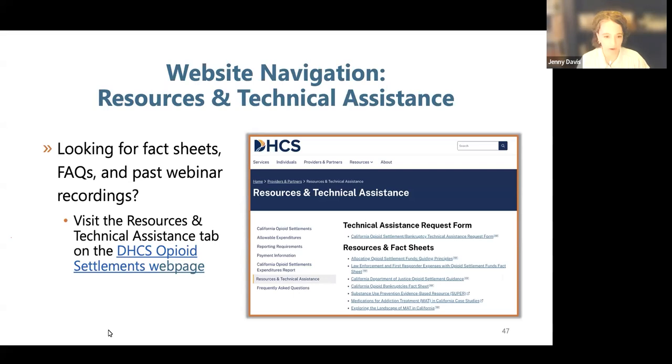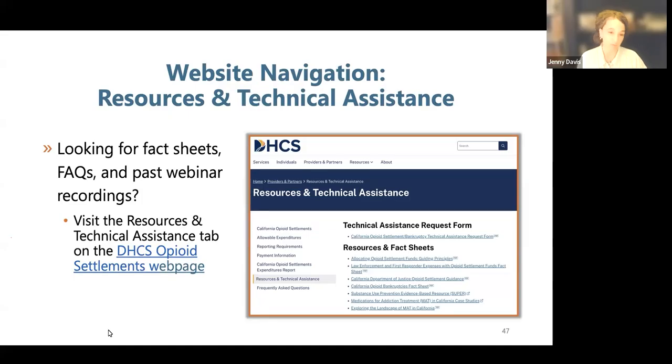Here's where you can find those resources and more. I don't think we linked them all here, but we have some broad resources and some more specific resources. We have a pretty popular fact sheet that is specific to law enforcement and first responders. That one gets utilized quite a bit.